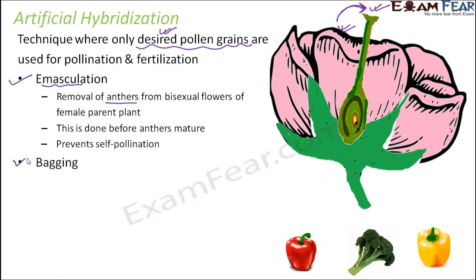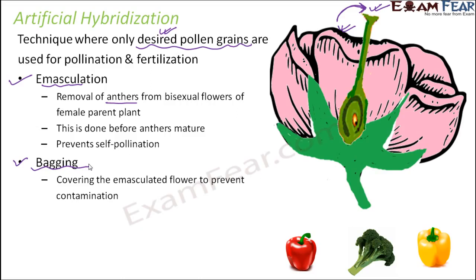Bagging is another technique and it is derived from the word bag. Why bag? Once the flower has been emasculated, we cover the emasculated flower to prevent contamination. So we put it inside a bag. Now if you put this flower inside a bag, what will happen? No other pollen grains from anywhere can come in, because wind pollination can take place, and pollination can take place by insects. So from any time the pollen grains can come in, but we do not want any other pollen grain to disturb this female reproductive part.